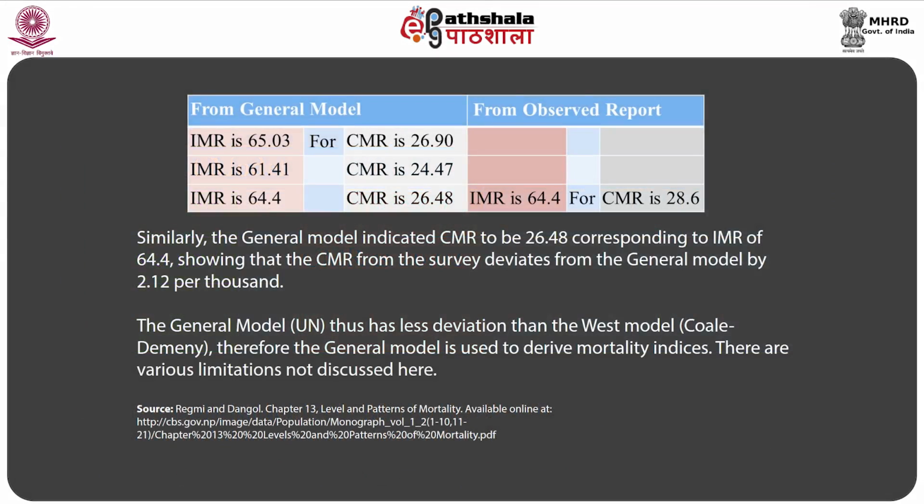Similarly, the general model indicated CMR to be 26.48 corresponding to IMR of 64.4, showing that the CMR from the survey deviates from the general model by 2.12 per thousand. The general model, United Nations, thus has less deviation than the West model, Coale-Demeny. Therefore, the general model is used to derive mortality indices. There are various limitations not discussed here.